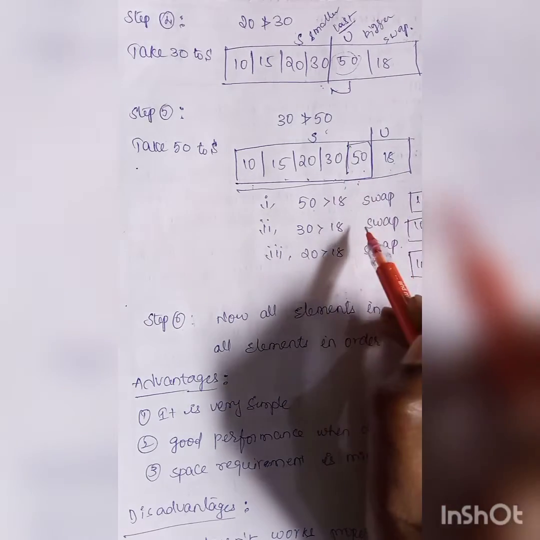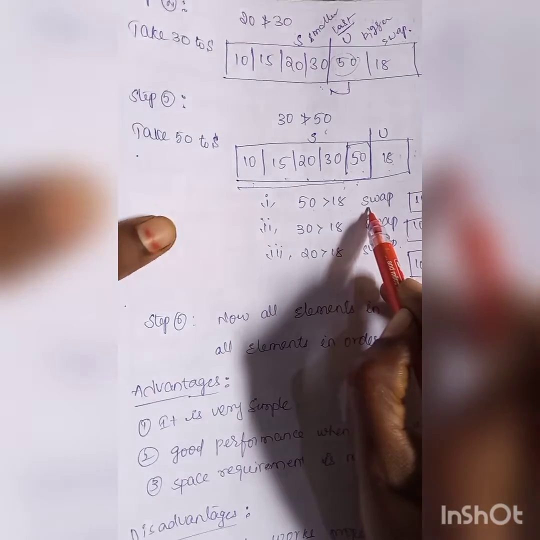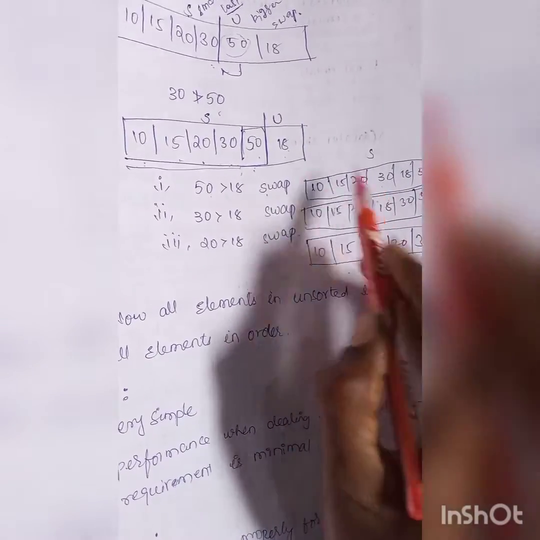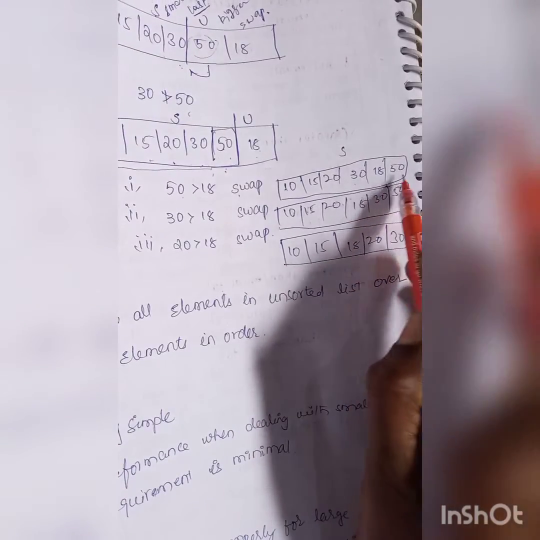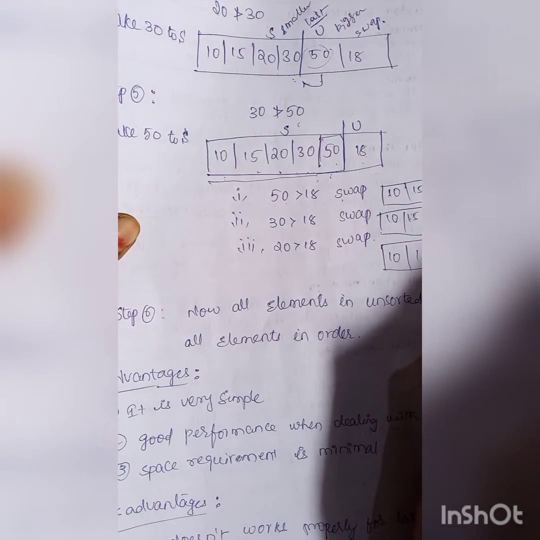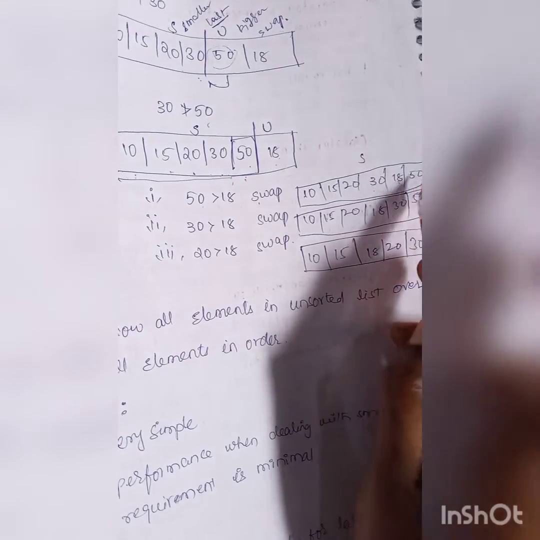So what we need to do? We need to swap. So how are we swapping? 10, 15, 20, 30. Only these two positions will be interchanged as 18 and 50. Right? Next, now here 18 is here and 50 is here.